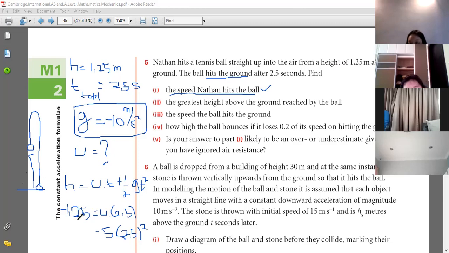Okay, minus 1.25. Now you do the multiplication and then you change the position of 5, so you can get u. Minus 1.25, right? Plus, what is 5 times 2.5 square? How much is it? Let's use calculators then.